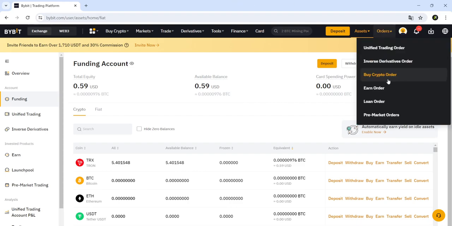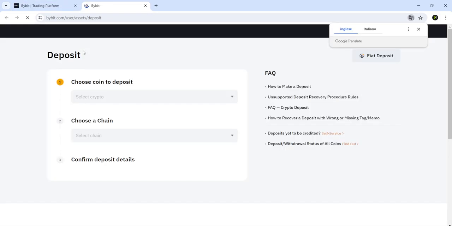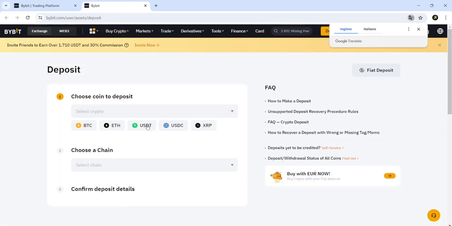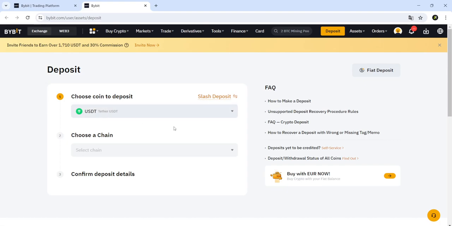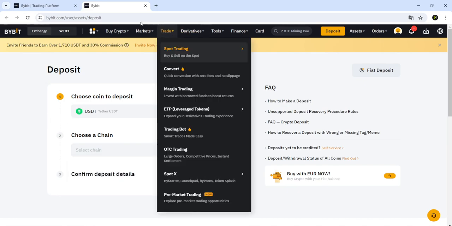So if you want to deposit crypto, you need to come here, Deposit, Deposit Crypto, choose your crypto. If you want to trade, you need to deposit USDT. So I advise you, for minimum fee, you need to use Tron chain or BSC chain. You have very low fee.